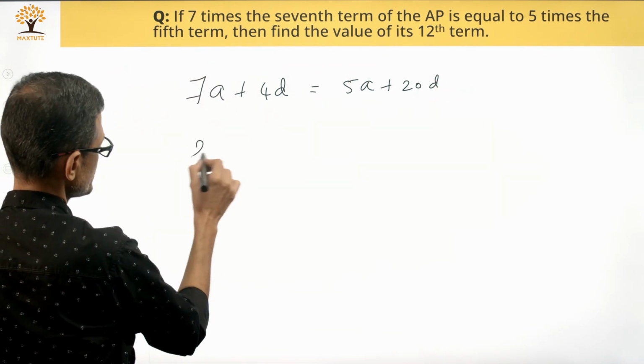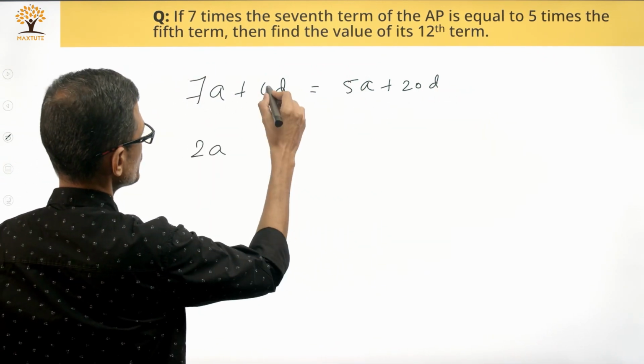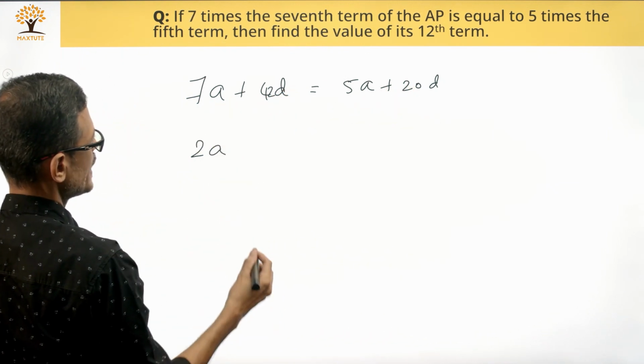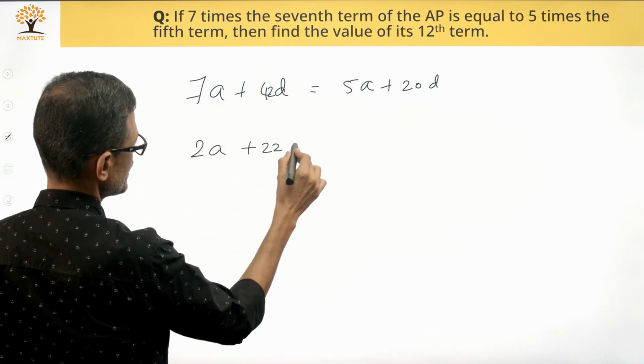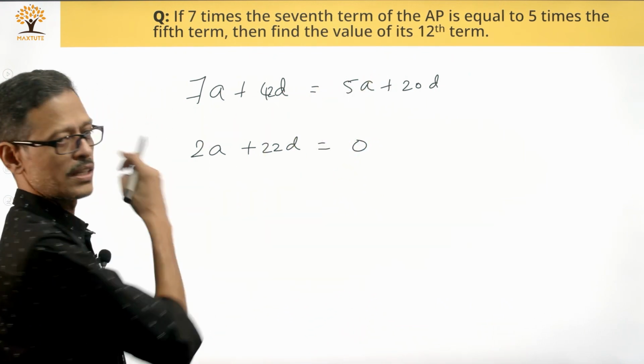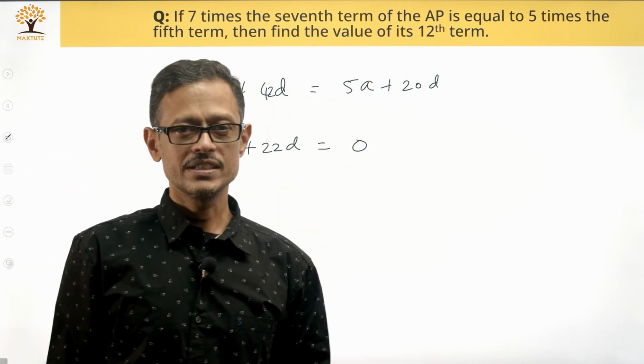Take all terms to one side. 7a minus 5a is equal to 2a. 42d minus 20d is equal to 22d. This is equal to 0. When all terms have come to the left hand side, the right hand side is obviously a 0.